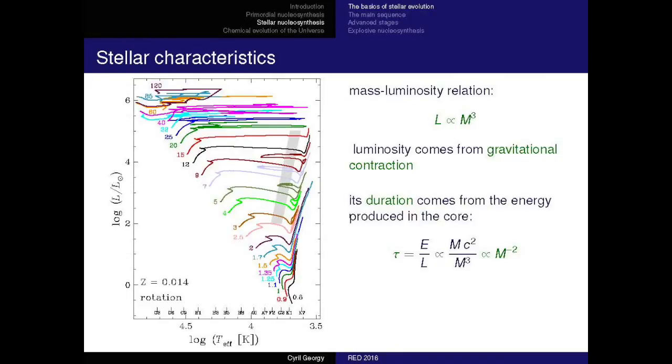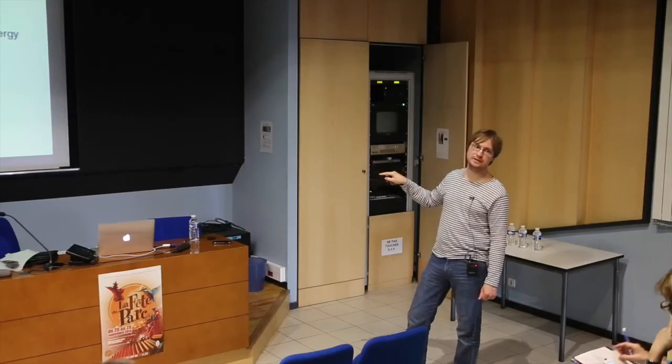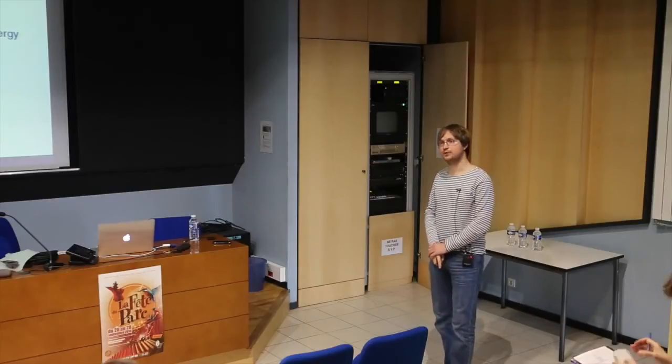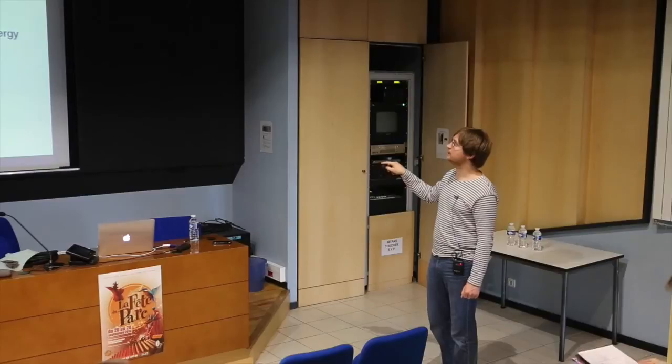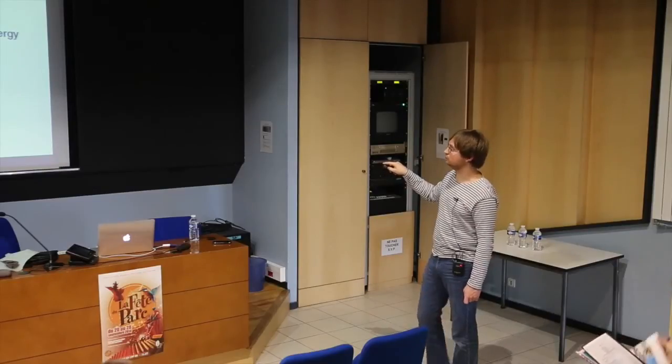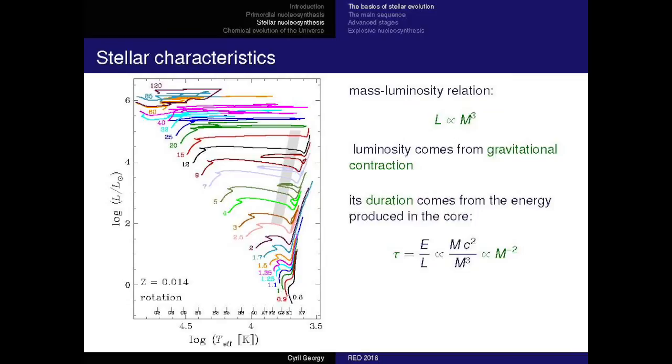One important thing that you can learn from stellar evolution is the mass-luminosity relation. Basically, the luminosity of a star is determined by its mass to the power of 3. You can see this because, for example, the 1 solar mass track here has basically 1 solar luminosity. And if you go to stars that have 100 times the mass of the sun, so 10 to the 2, their luminosity is 1 million times the luminosity of the sun. So you have this ratio here.